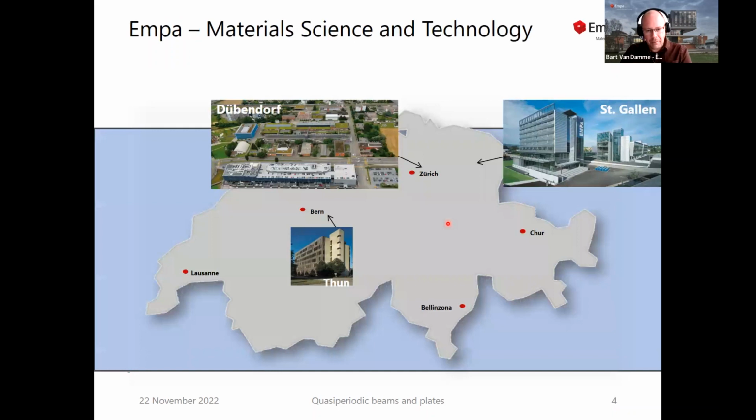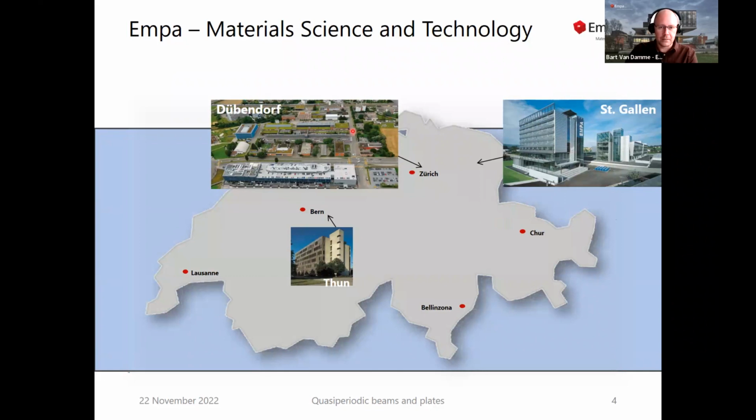So Empa is the Swiss Federal Research Facility for Material Science. It is a fairly large institute. It's scattered over 3 cities. The main campus is in Dübendorf. There's also one closer to Bern in Thun, and a campus in St. Gallen in the east of the country.